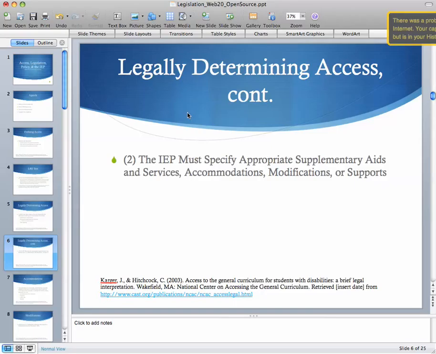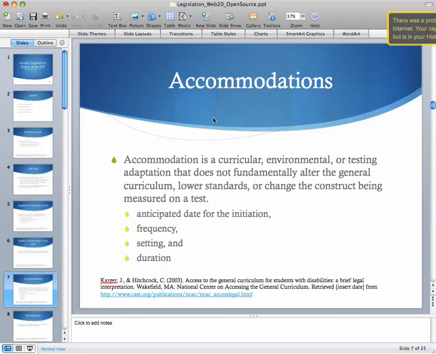The second piece of legally determining access is looking at appropriate supplementary aids, services, accommodations, modifications, and supports. When we address accommodations, we're looking at what kind of adaptations need to be made that do not fundamentally alter the general curriculum, they do not lower standards, and do not change the construct being measured on a test. So when we identify accommodations on the IEP, it's important that we also document the anticipated date for the initiation of those accommodations, the frequency, the setting, and the duration of the accommodation.